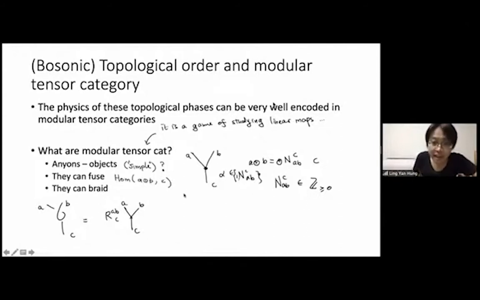So if A cross B can be fused to C in N_ab^c different ways, then I would be able to construct N_ab^c different maps from A, B to C, and pictorially it is represented in this way. So constructing these linear maps is basically a mathematical structure that you put into a tensor category to say that the fusion corresponds to a set of linear maps that I can construct.